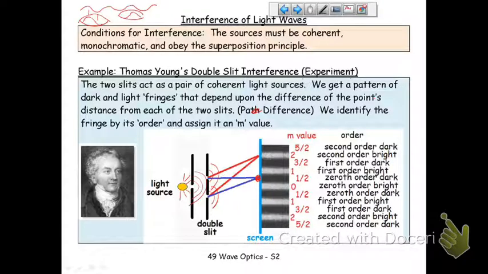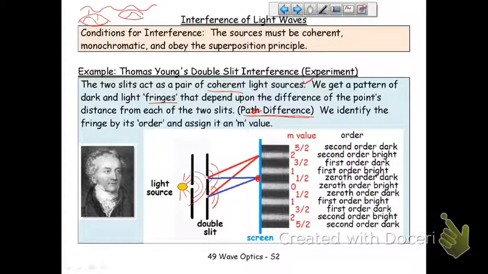So what we say is basically the two slits act as a pair of coherent light sources. There's that word coherent again. We get a pattern of dark and light fringes. So these are fringes that depend upon the difference of the point's distance from each of the two slits. Path difference. Primarily, well, it is completely path difference in this effect. How far am I away from one slit versus how far I'm away from the other slit? Because the two slits are in phase. Remember that when we talked about speakers being in phase or anti-phase? Clearly the two slits are in phase because they're coherent. Now the distance between them, that's a different issue.